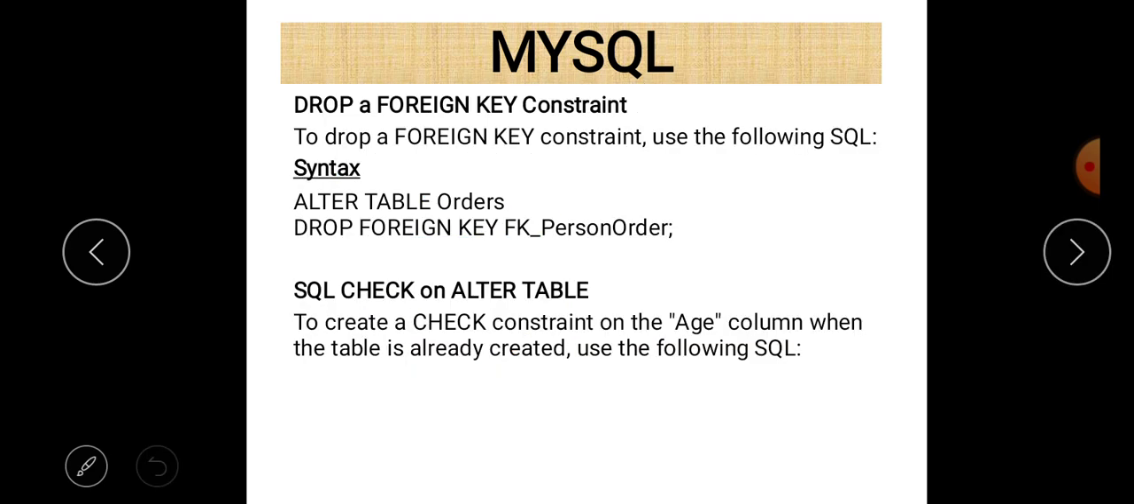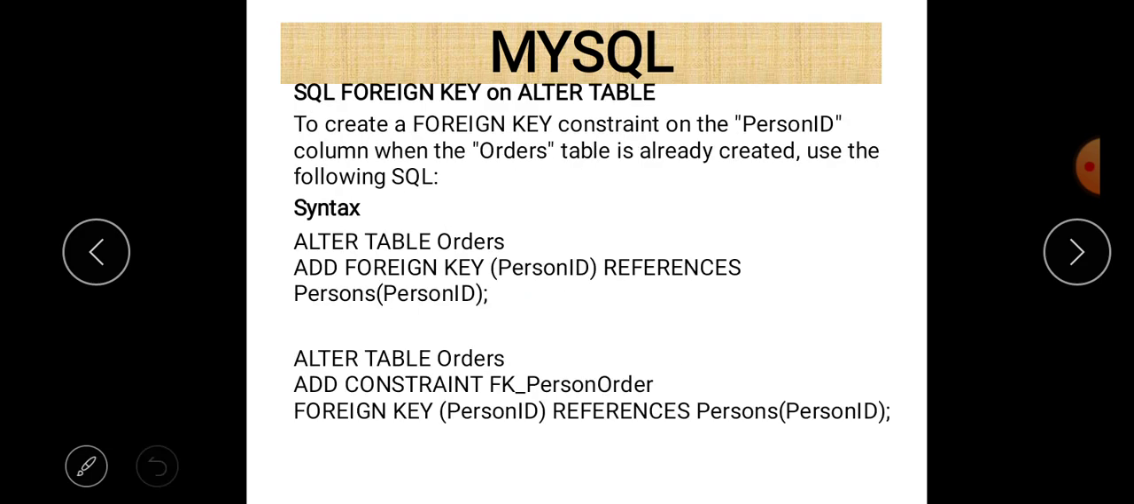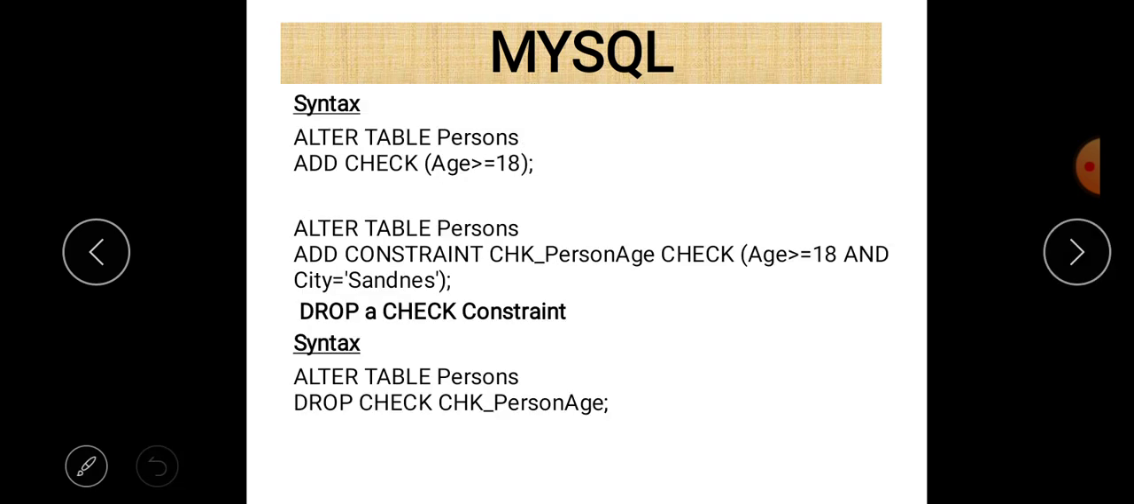And if we want to drop that foreign key, it is very simple. ALTER TABLE, name of the table, that is orders in this case. After that, DROP FOREIGN KEY, and the name of the foreign key is in this case fk_person_order. You can easily see that fk_person_order is there. And if there are more than one condition, then you can separate them by AND.